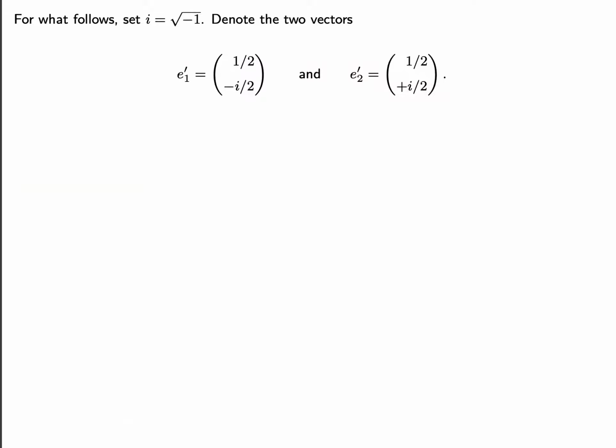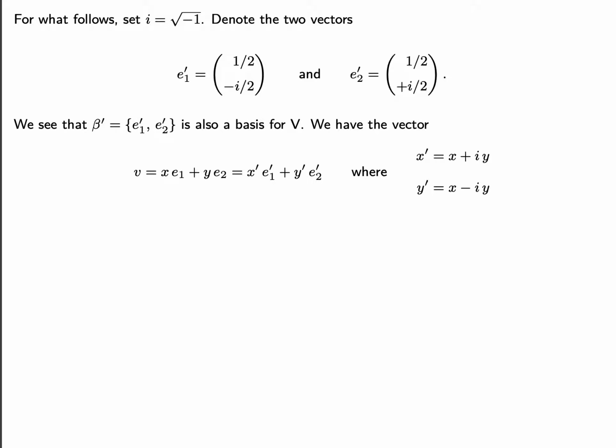To this end, let's actually focus a little bit more on the complex structure of this matrix. Instead of considering the standard basis as before, let's consider a slightly different basis in terms of these new vectors e1 prime and e2 prime. We see then that this new set of vectors forms a new basis for our vector space C2. In fact, if we start with an old vector x comma y, we can actually express this in terms of a new vector x prime, y prime, where x prime is x plus iy, and y prime is x minus iy.